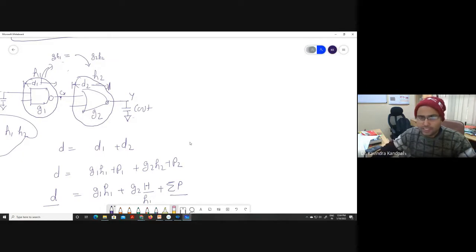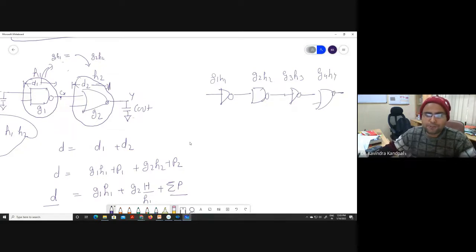D will be minimum. The same thing I want to generalize if there are 3 stages, or maybe 4 stages. Let's say this stage has G1 H1, this stage has G2 H2, this stage has G3 H3, this stage has G4 H4. Then what should be the expression now? What should be the condition for the delay? When G1 H1 is equal to G2 H2 is equal to G3 H3 is equal to G4 H4, then you will get the least delay. Are you getting my point?